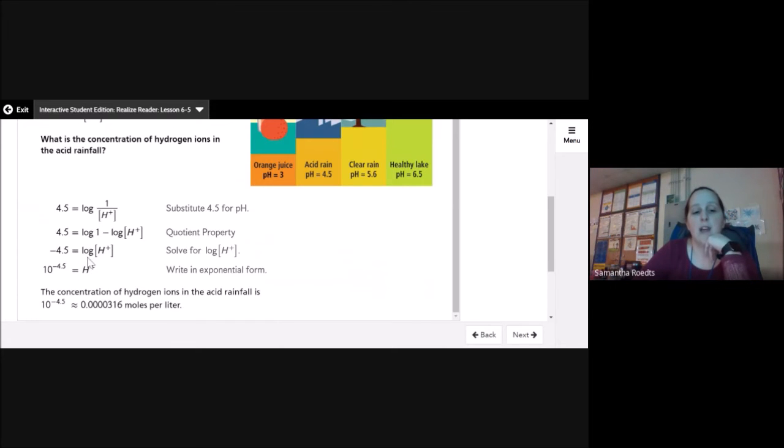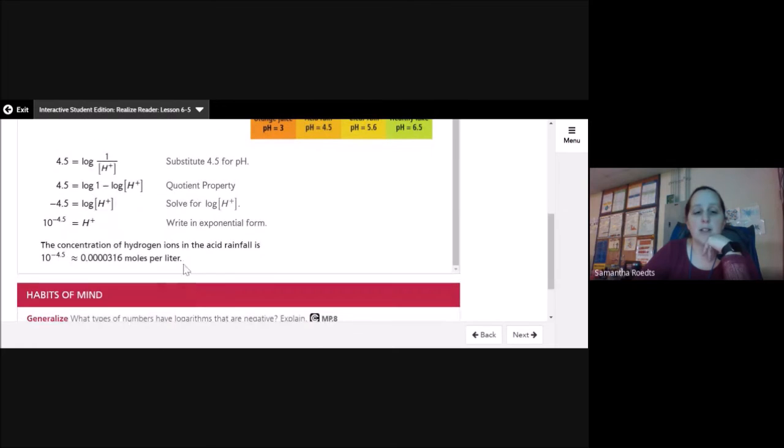Okay, so then I have 10. Remember, there's no base here, which means that it's the common base of 10. So 10 to the negative 4.5 equals H plus. So that's an exponential form. So the concentration of hydrogen ions in the acid rainfall is 10 to the negative 4.5, or approximately 0.0000316 moles per liter.